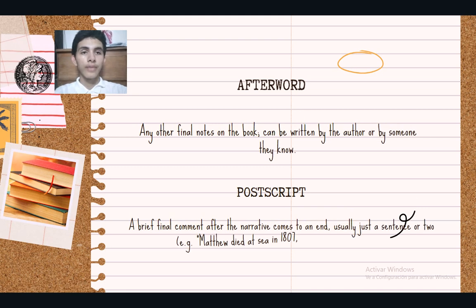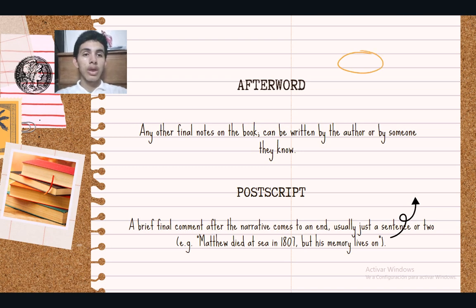We also have the afterword, which is any other final notes of the book. They can be written by the author or by someone they know. The postscript, which is a brief final comment after the narrative comes to an end, usually just a sentence or two. For example, Matthew died at sea in 1807, but his memory lived on.